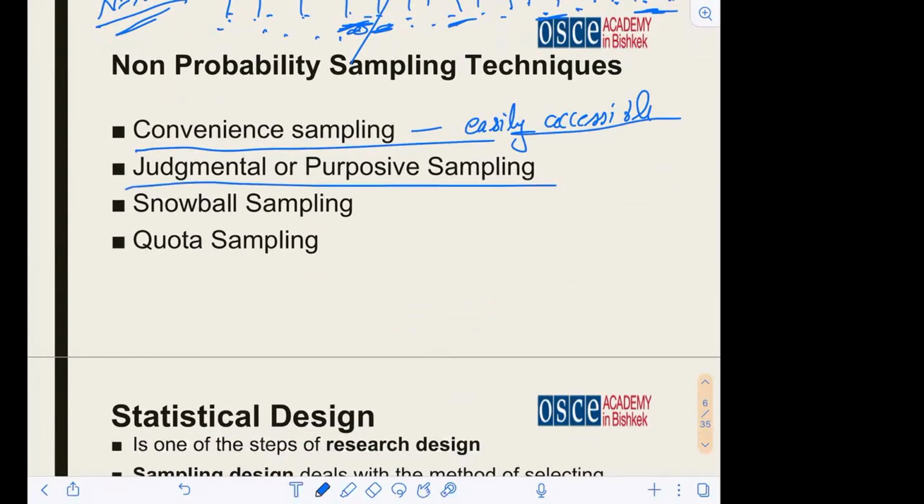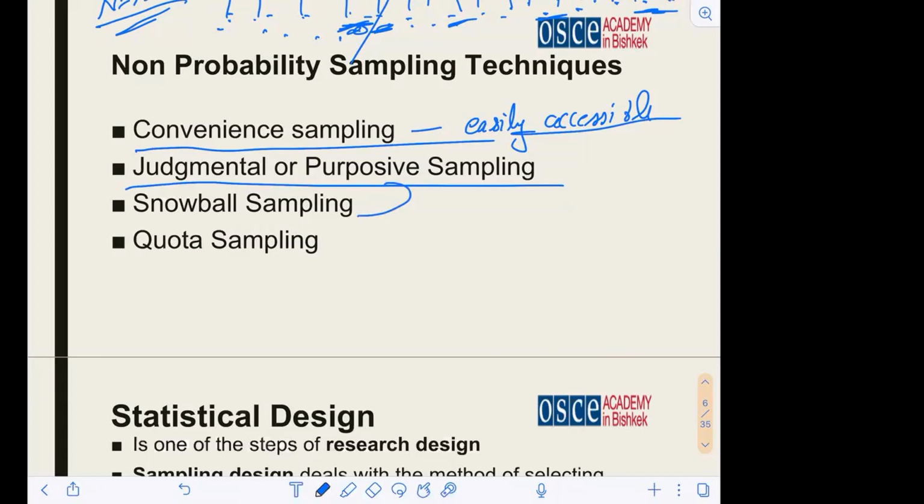Judgmental purposive sampling, that's what your purpose is, and accordingly you frame your data, because you don't have choices. So what you're going to do, you purposely, judgmentally, create the data. Okay, and what techniques can you apply, like snowball, for example.